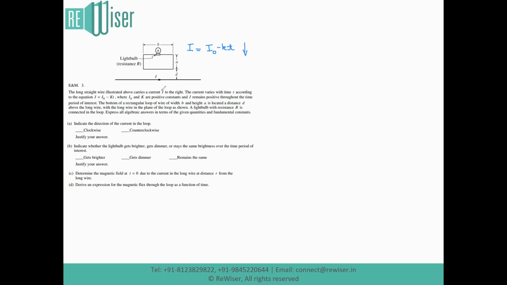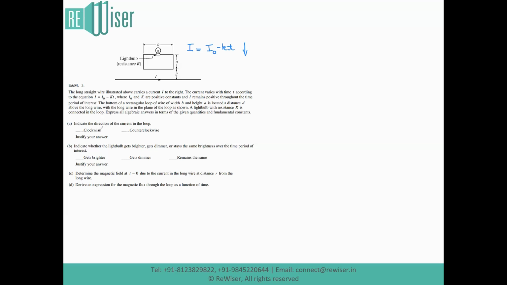Next, the bottom of a rectangular loop of wire of width b and height a is located at a distance d above the long wire, with the long wire in the plane of the loop as shown. A light bulb with resistance R is connected in the loop. Express all algebraic answers in terms of the given quantities and the fundamental constants. Let's start answering the question.